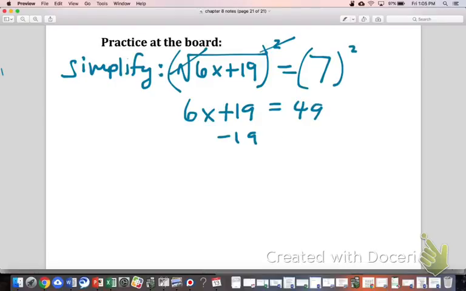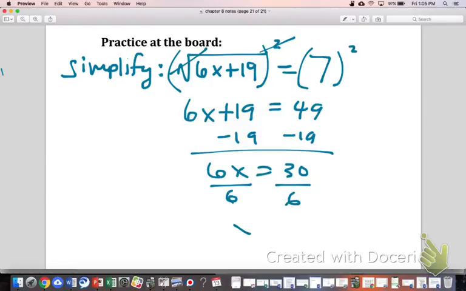So you subtract 19. You guys all did a nice job with this. 6x is equal to 30. Divide both sides by 6. You get x is equal to 5. Please remember that with these types of questions, you have to check. It's not just sort of a nice optional thing. 5 might not work. I haven't made any mistakes, but 5 might not work.